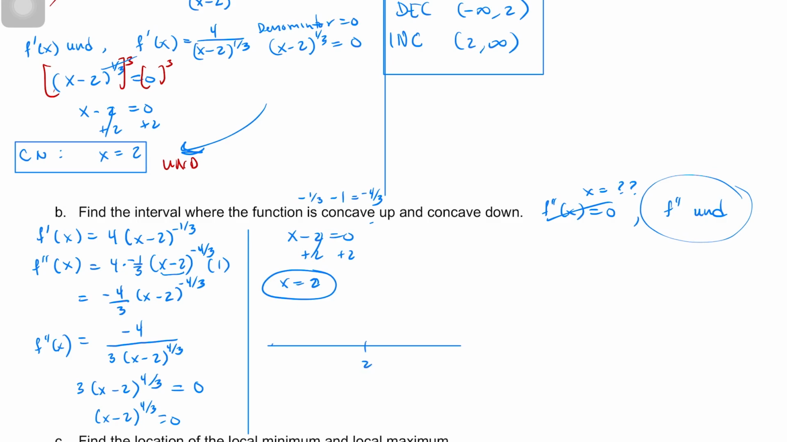So here's our number line at 2, and what we need to know is what has happened to the second derivative. Well, we know what happens when x equals 2. The second derivative will be undefined. What we need to figure out is what happens around 2. So 0 and 3 are good possible choices. So let's go ahead and test these numbers. So let's write the second derivative function.